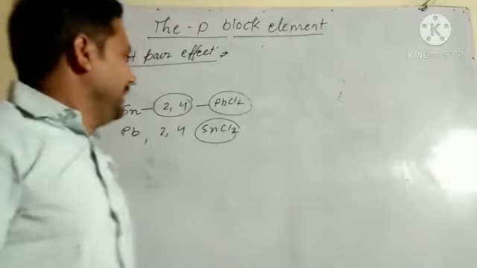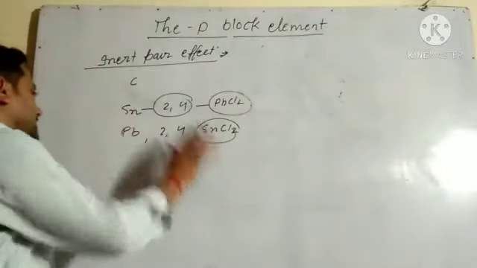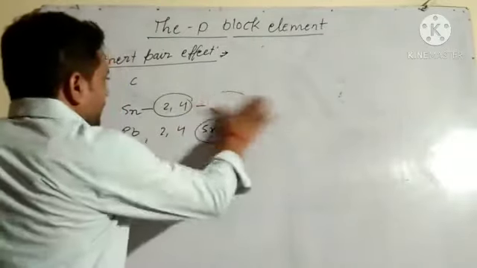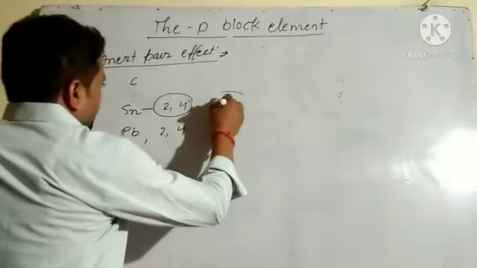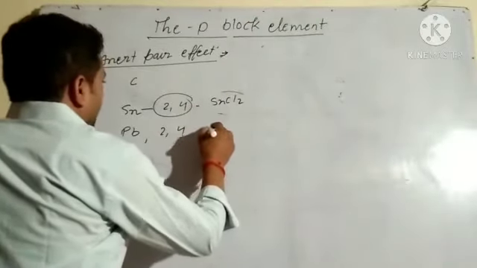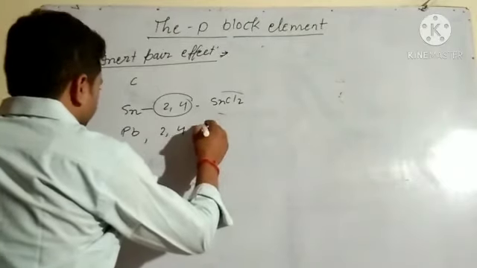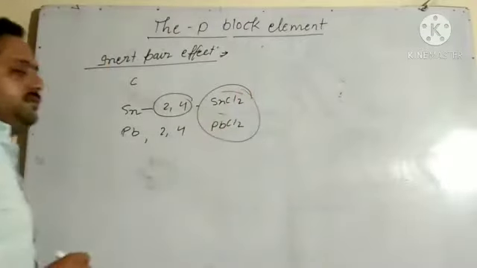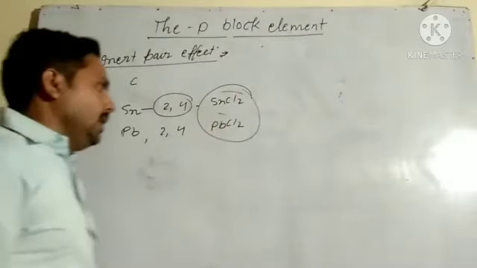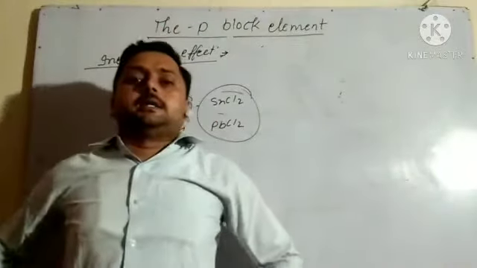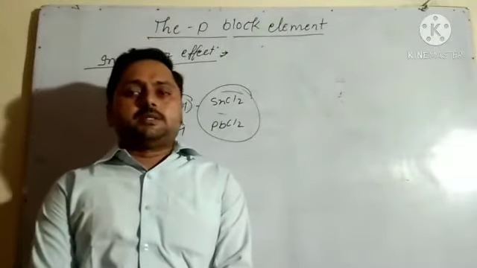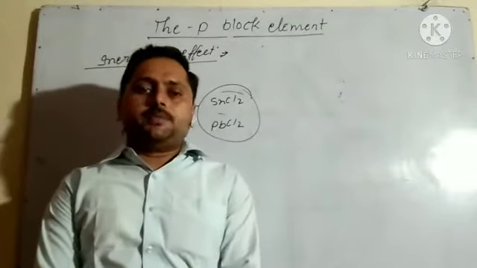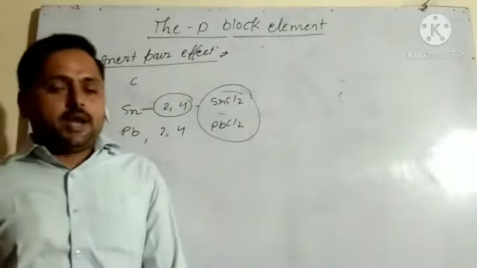So here what we have seen is that SnCl2 and PbCl2 are more stable than SnCl4. What is the central valency of this group? This is the inert pair effect. Inert pair effect is the effect when the electrons of the s orbital do not participate in bond formation and they affect the chemical and physical properties of the compound. So that is the inert pair effect.